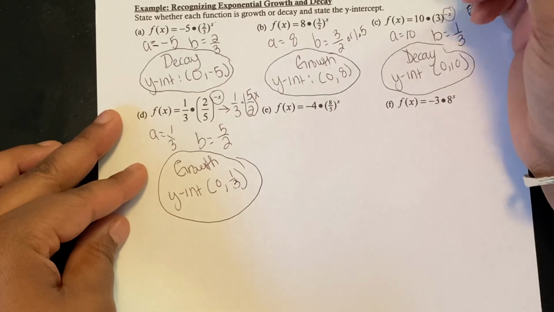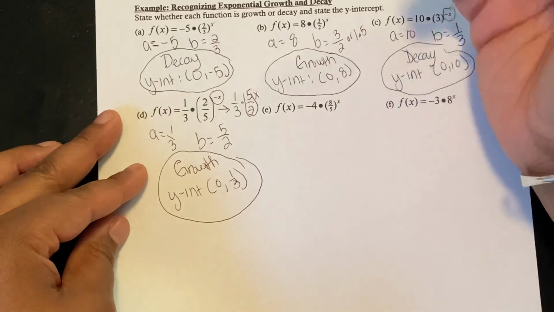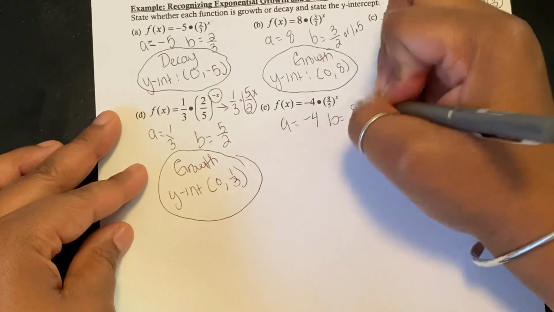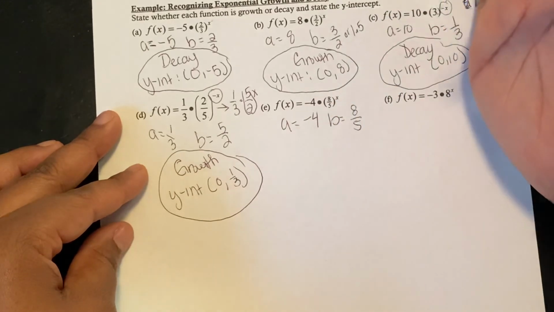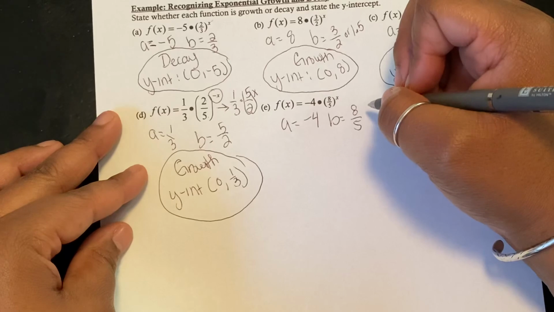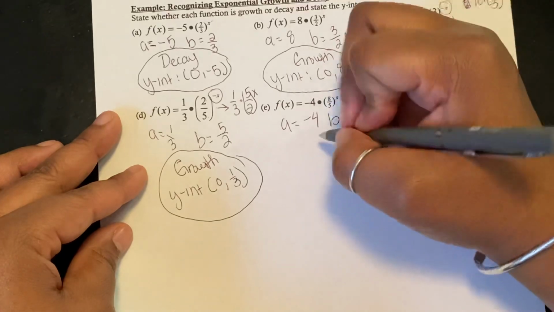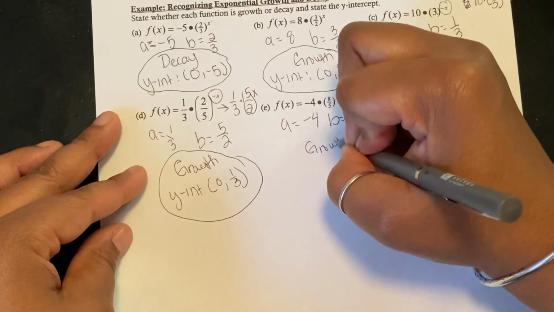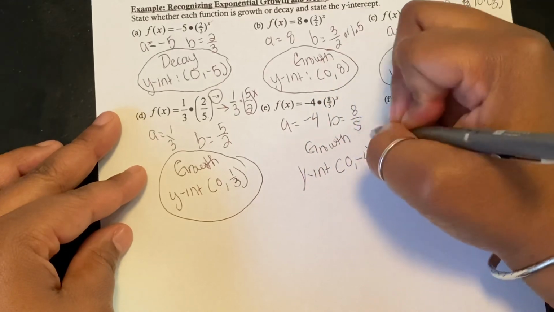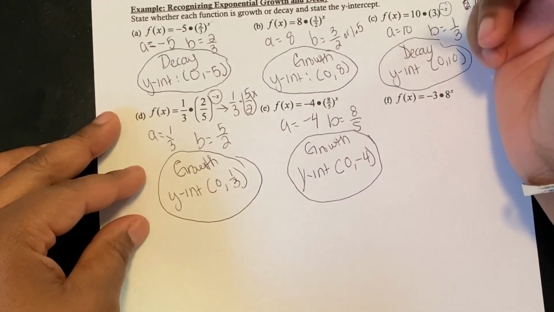Okay. Next up, I have f of x equals -4 times 8/5 raised to the power of x. My a value is -4. My b value is 8/5. I didn't have to flip that one. The x is already positive. Leave it alone. Okay. Now 8/5 is like 1.6 or something like that. It's bigger than 1. So then this is going to be growth. And then my y-intercept is going to be (0, -4). So your b tells you whether it's a growth or decay. Your a tells you where your graph is going to touch the y-axis.